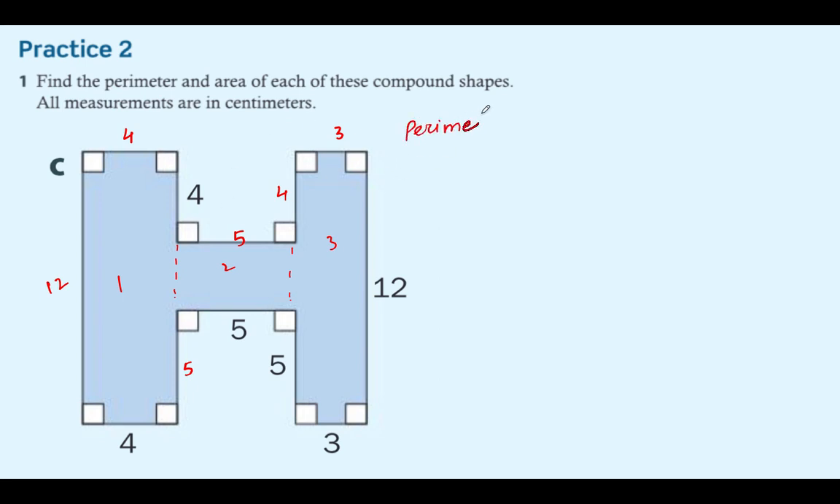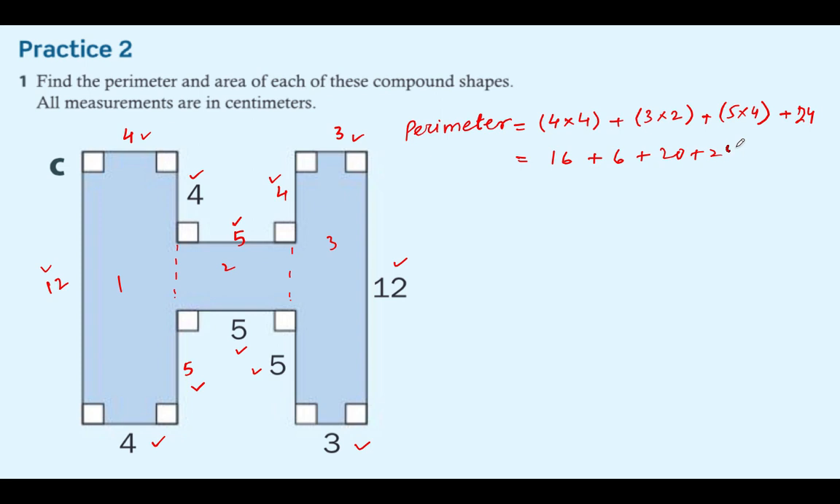So perimeter is adding all the lengths of sides. So you can see 4 is 1, 2, 3, 4 times. So instead of adding 4 times, we can just multiply 4 by 4, plus 3 is 2 times, so 3 times 2, plus 5 is 1, 2, 3, 4 times, and 12 is twice, which is directly 24. So 4 4s are 16, 3 2s are 6, 5 4s are 20 plus 24. So when you add all these numbers, you get 24 plus 6 is 30, 50, 66 centimeters.